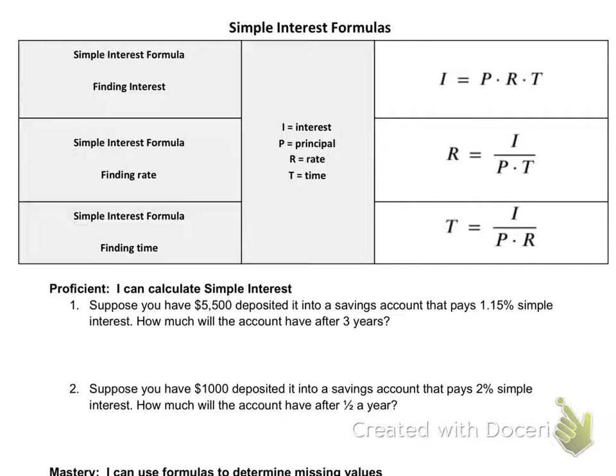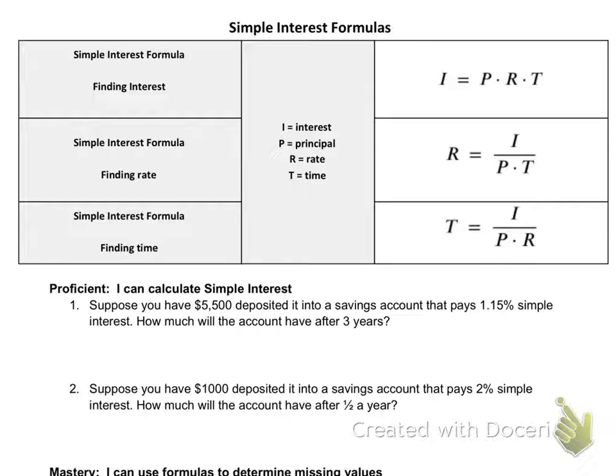Now, it's not so bad, because as long as you remember that I is for interest, P is principal, R for rate, and T for time, then all you got to do is figure out your numbers and plug them into that formula, this one, or of course this one. So let's go ahead and see this in action.